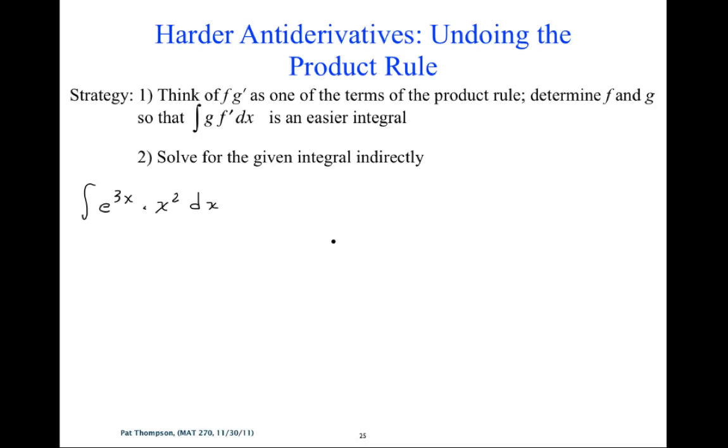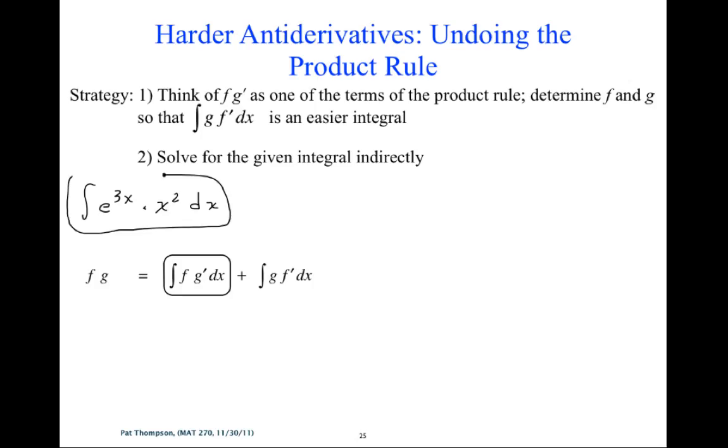Again, we're thinking of this right here as the e to the 3x, x squared as one term of the product rule. And before we do that, we always ask the question: is it undoing the chain rule? Is it undoing the chain rule?